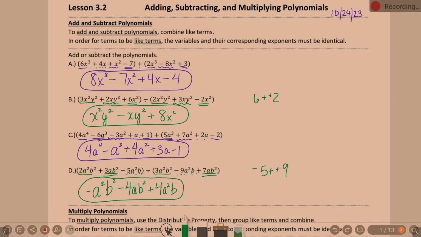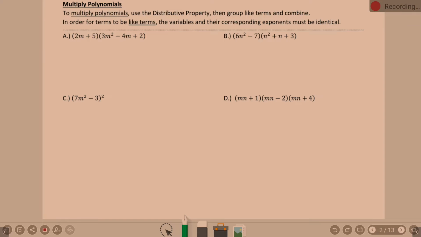Moving on. Our other topic today is multiplying. In order to multiply, think distributive property. You can think FOIL, except a lot of what we're doing today is going to be bigger, badder versions of FOIL. It's not going to be just binomial times binomial, but it's the same idea. So we use the distributive property, group like terms, and combine. Same deal about like terms. So shall we start multiplying?